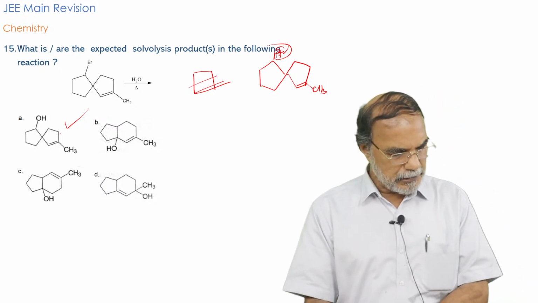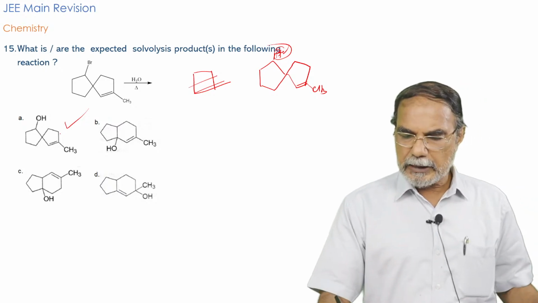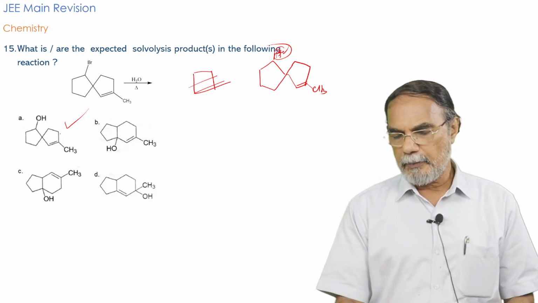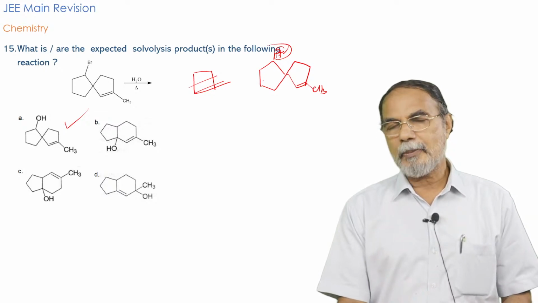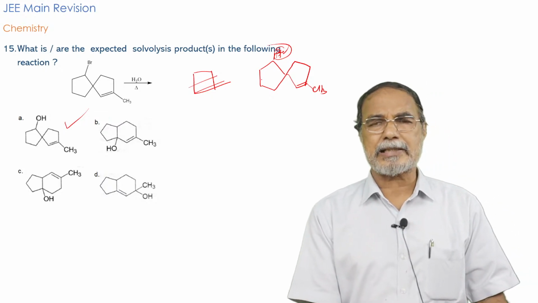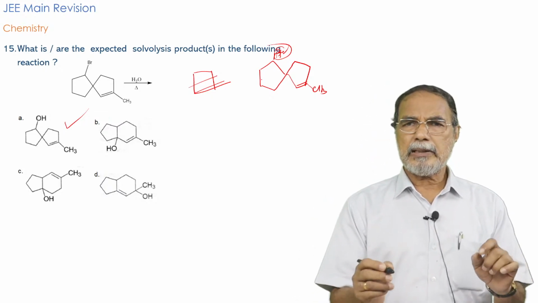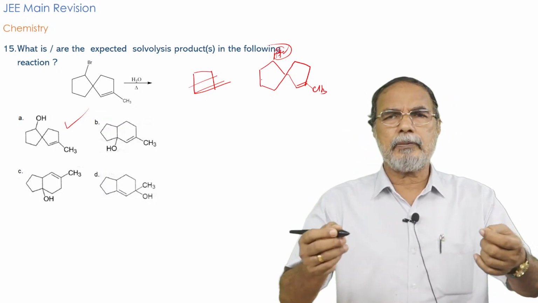Is there any chance of getting the product B? That's the question. Once this carbocation is formed, remember that it is a 5-membered ring here. You might have seen examples earlier in classrooms while this point is being discussed. A 5-membered ring always has some tendency to get expanded into a 6-membered ring.